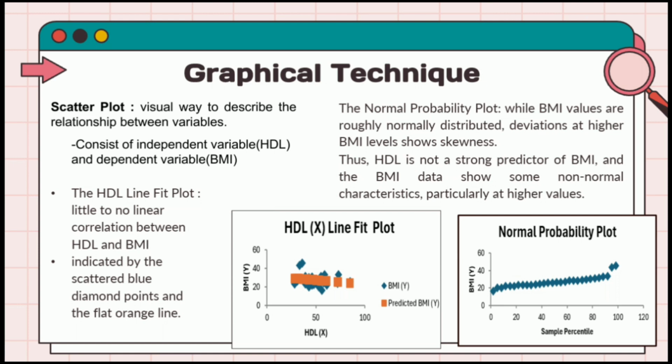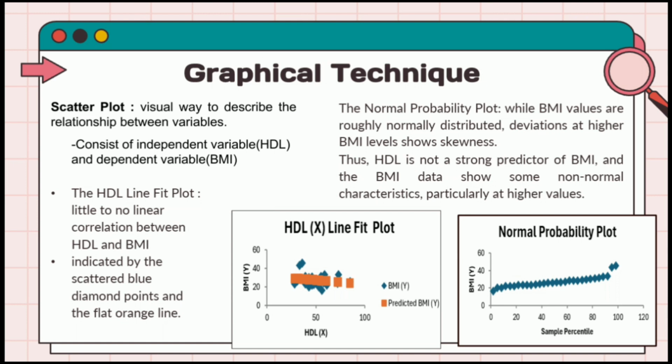So other than that, the normal probability plot reveals that while BMI values are roughly normally distributed, deviations at higher BMI levels suggest skewness or heavy tails, which means HDL is not a strong predictor of BMI, and the BMI data show some non-normal characteristics, particularly at higher values. Alright, so that's all from me.